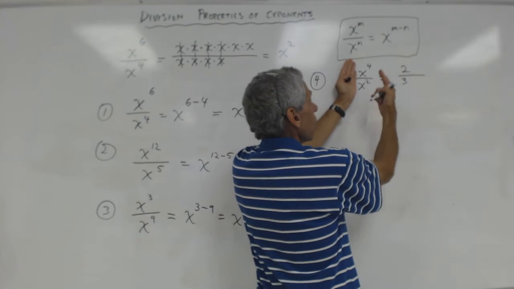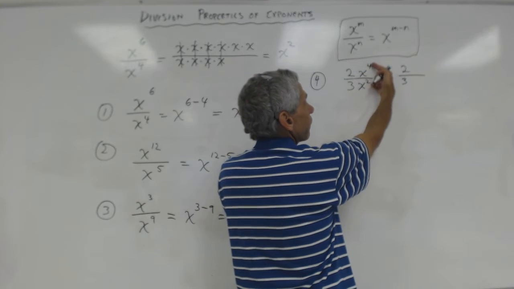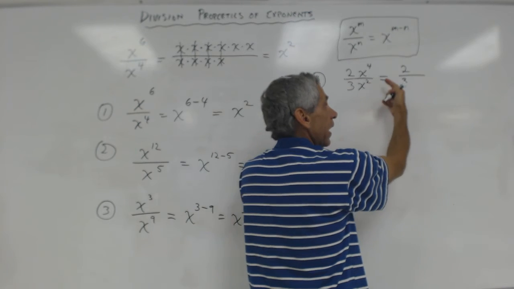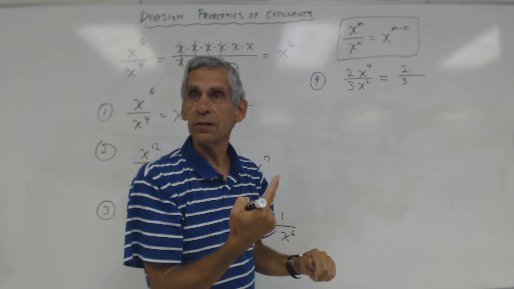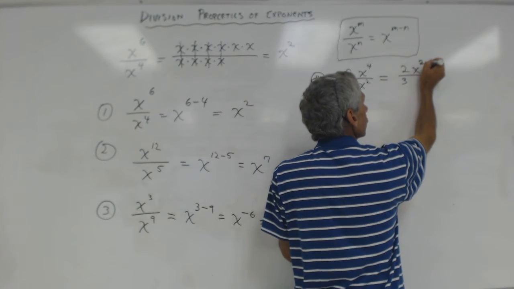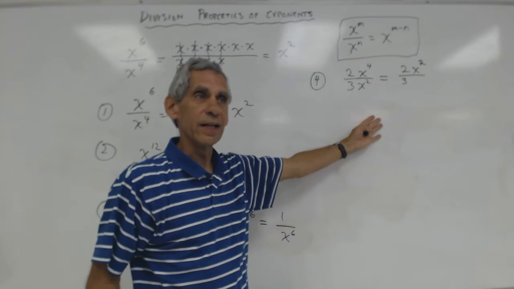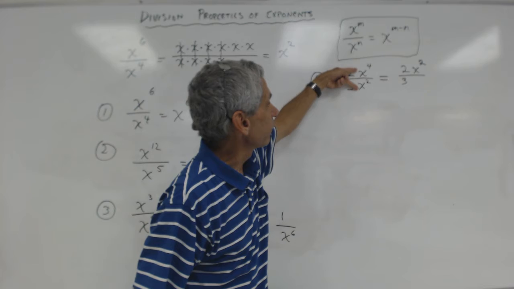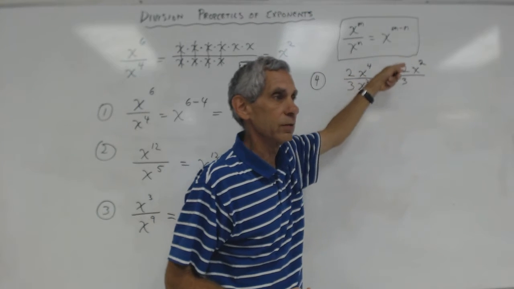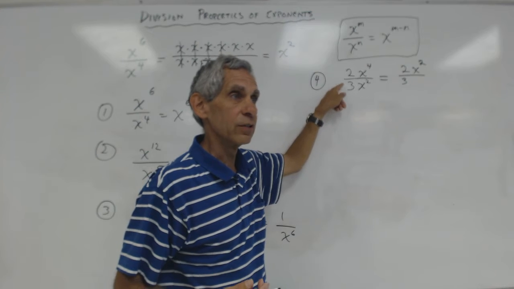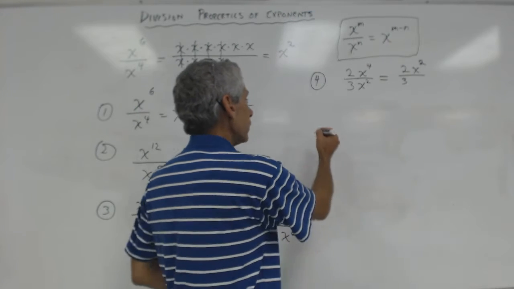Now the question is, what do I get? x to the 4 minus 2, right? Where does that go? Upstairs or downstairs? Upstairs. x to the 4 minus 2, which is 2. Am I right? There's your final answer. Does that make sense? When I did the x to the 4 minus 2, I had to put it upstairs because I had a fraction with the coefficients. Does that make sense? So now let's try another one.